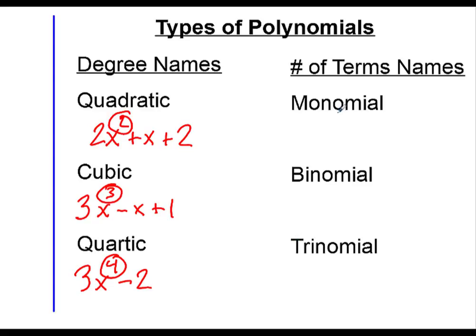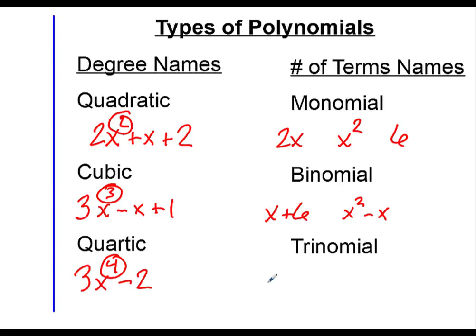We also have names for polynomials based upon how many terms there are. A monomial could be things such as a 2x, an x squared, or even a 6. All of these are examples of monomials. Binomials are when you take two terms and add or subtract them together, such as x plus 6 or x squared minus x. Both of these are examples of binomials.